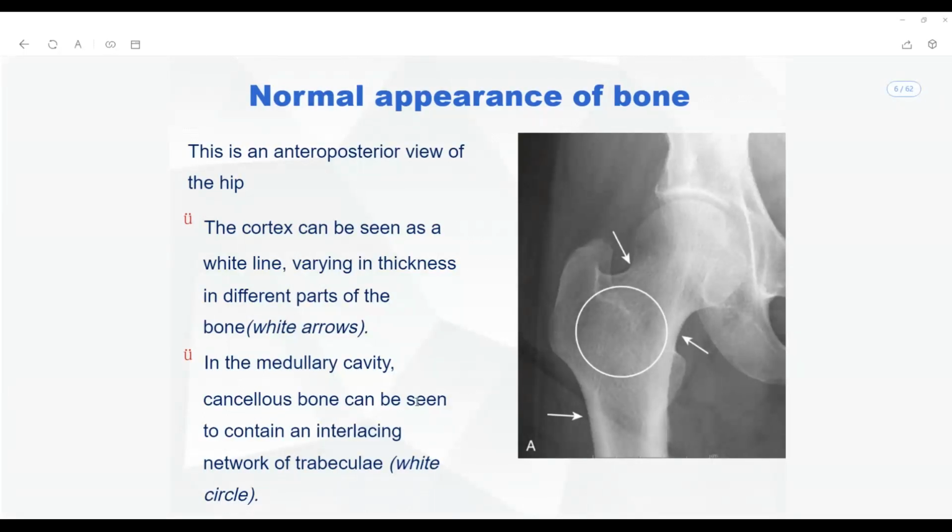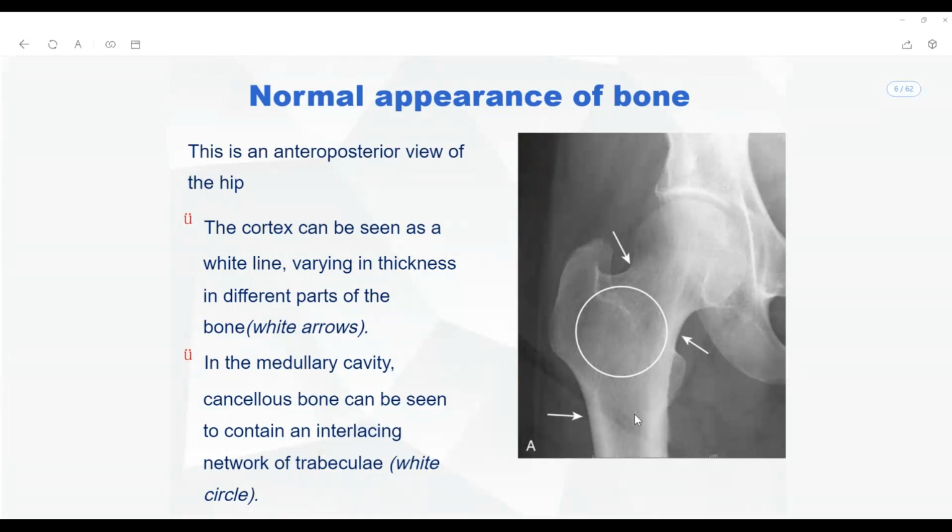So we were talking about the cortex and the medullary cavity. Let me recall once again. The cortex is the white dense area that is present on the outer edges of the bone. And the less dense structure that is present in the center of the bone is called the medullary cavity, which is actually the cancellous bone.